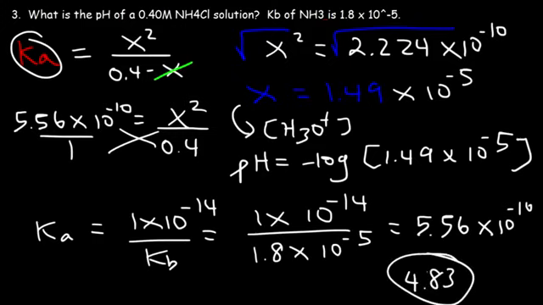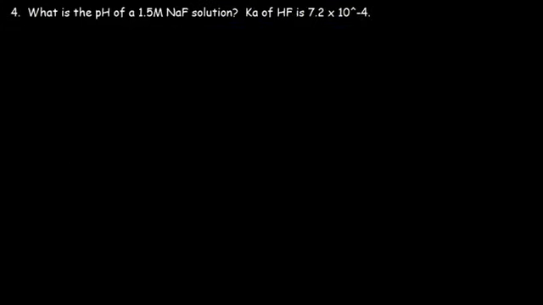That's the answer. Number 4. What is the pH of a 1.5 molar sodium fluoride solution? So we're given the Ka of hydrofluoric acid. Let's go ahead and find the pH. So we don't have to worry about sodium. It's a spectator ion, so let's ignore it. By the way, feel free to pause this video and work on this problem yourself. See if you can get the answer.